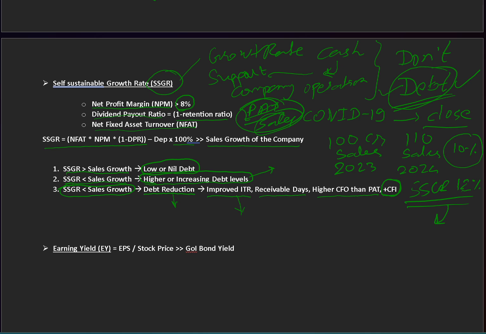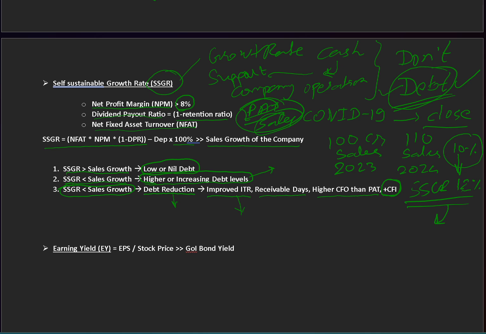Now, there is no set exact figure, but the SSGR should be greater than the sales growth. Now next we come to the earning yield. What is earning yield?